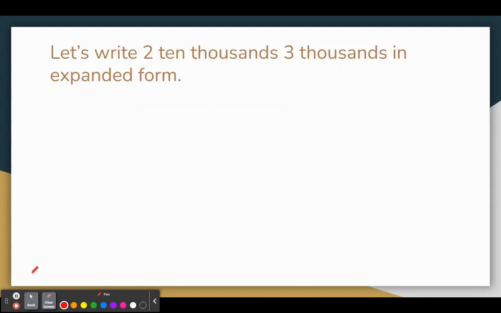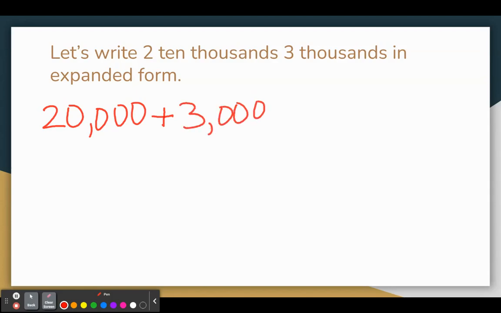All right. Let's write two 10,000s, 3 thousands in expanded form. So expanded form is similar to expanded notation, except now we're going to write the full number instead of showing what place value it is. So if I wanted to write two 10,000s, I would write 20,000. And then I'm going to do plus 3,000. This is expanded form. Okay? And that is going to equal 23,000.